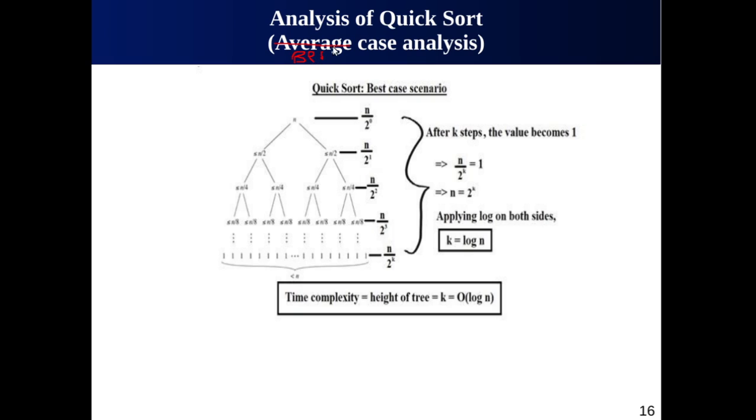So both have the same running time. Okay, the best case scenario. First thing is, when will the best case occur? The best case scenario occurs when the partitions are as evenly balanced as possible. The worst case happened when the partition was unbalanced, and the best case will happen when the partitions are evenly balanced.